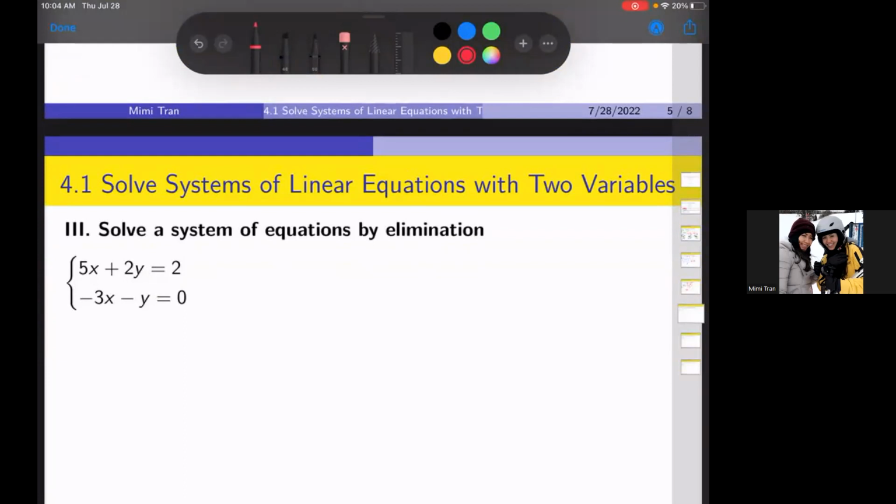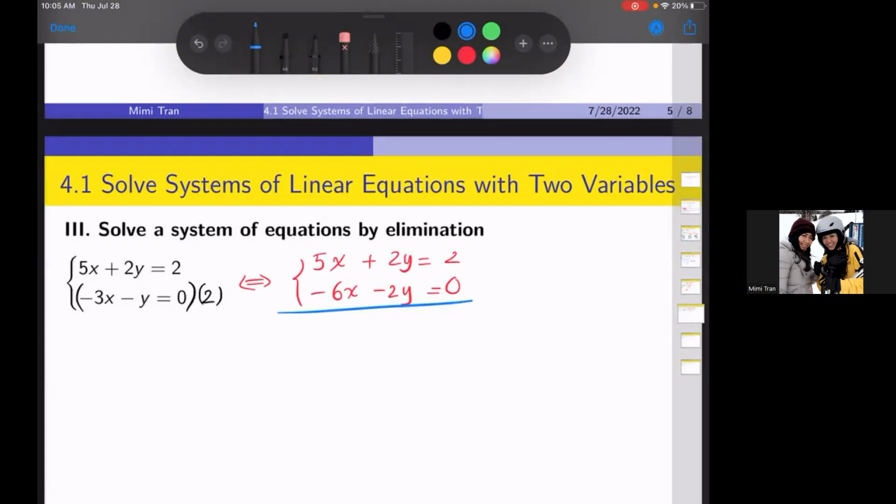So the coefficient of the second y is what? -1, right? So all I have to do is multiply both sides of the second equation by 2. I'm going to rewrite the first equation, just use 5x plus 2y equals 2. And the second equation is everything doubled. So -6x minus 2y equals 0.